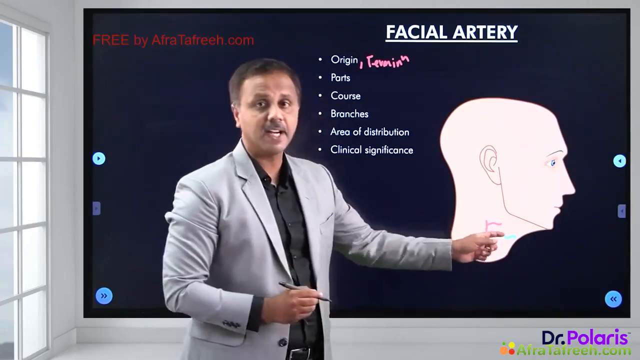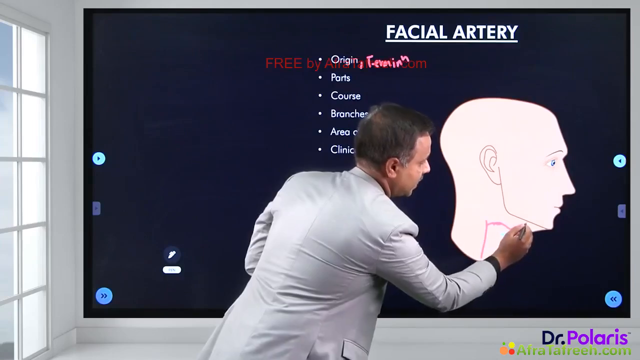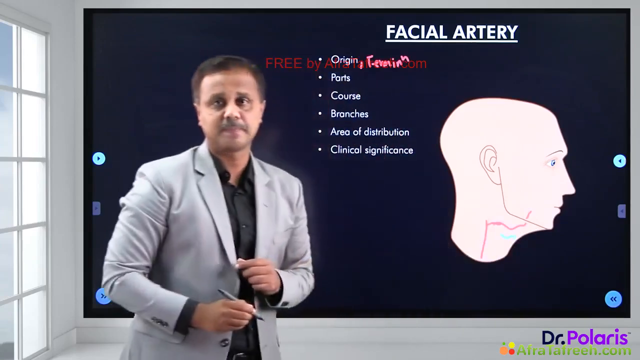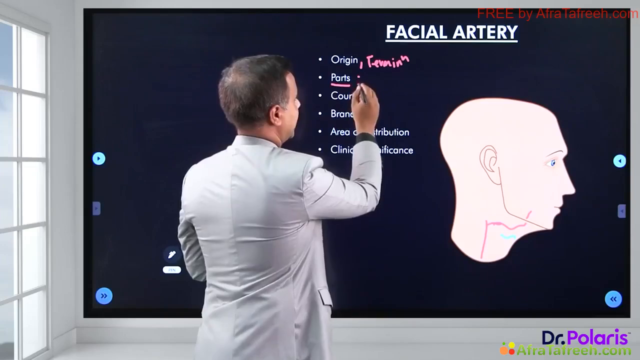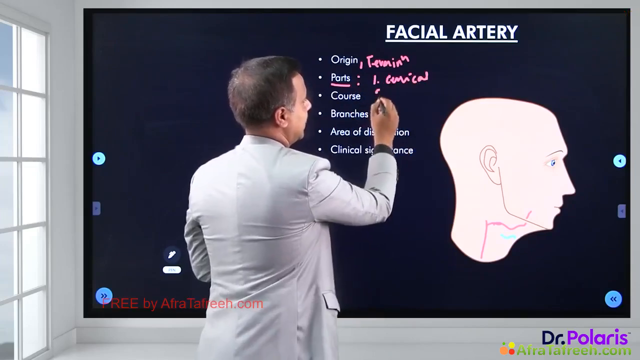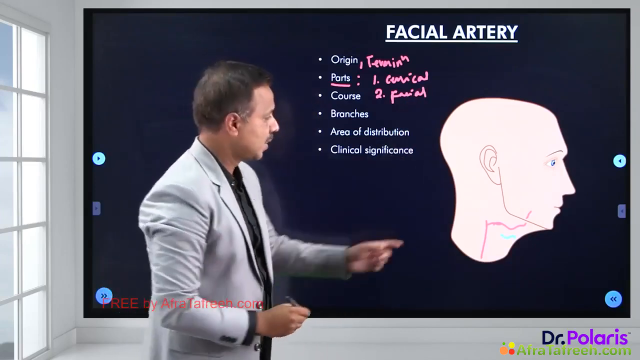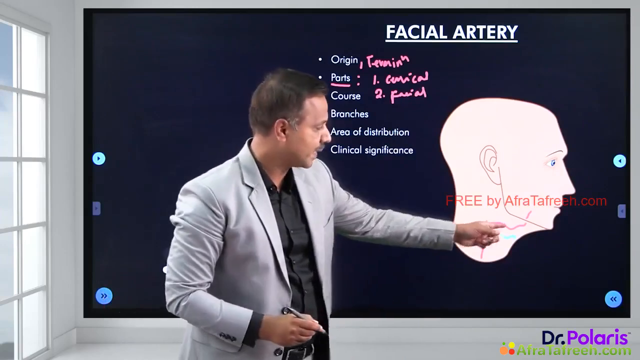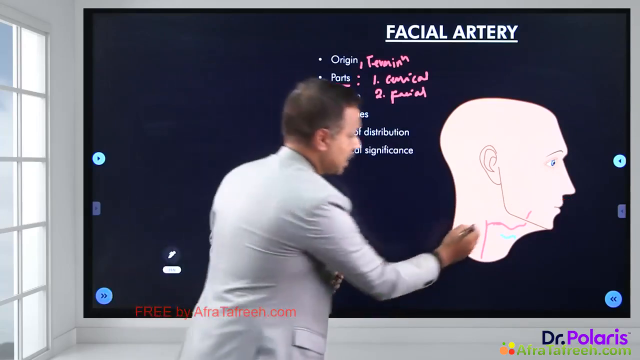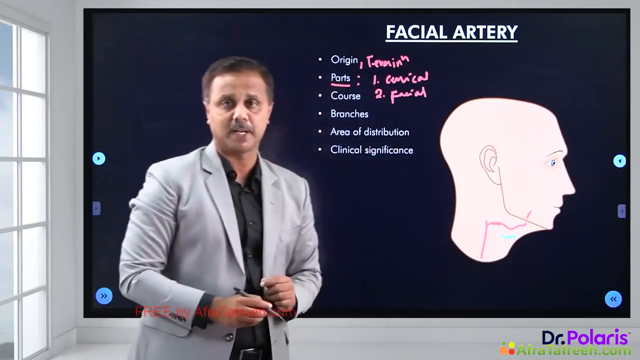This will help in dividing the facial artery into two parts. So the part which lies in the neck region, right? And then the part which is present in the face. So the parts of the facial artery are: it has a cervical part which is present in the neck, and then it has a facial part. Right? So let's see how the cervical part enters the face. This is what we will learn in the course. Let's not worry about the course of the cervical part. We will focus mainly on the course of the facial part.